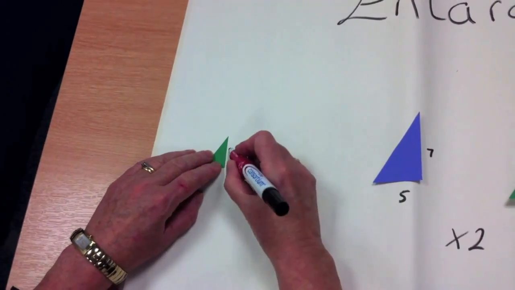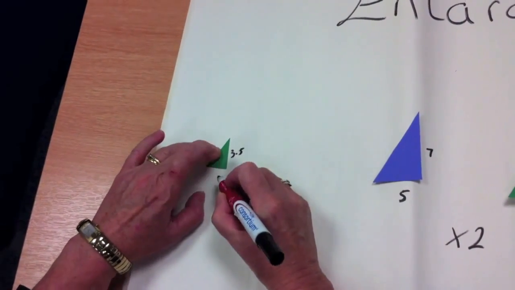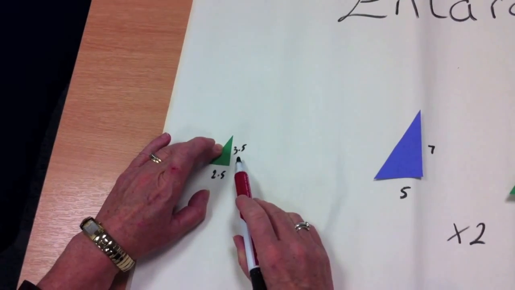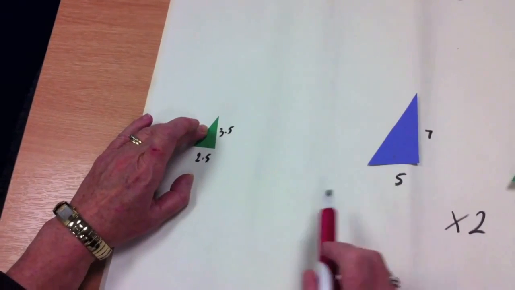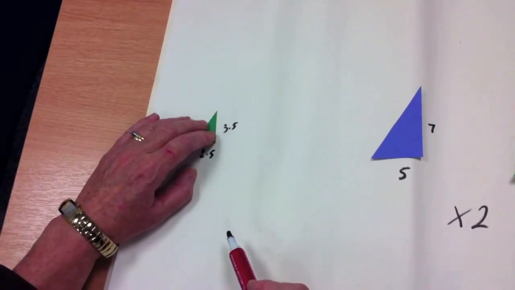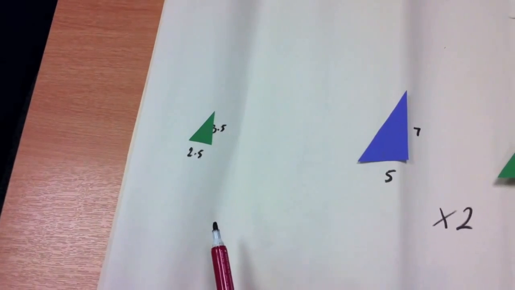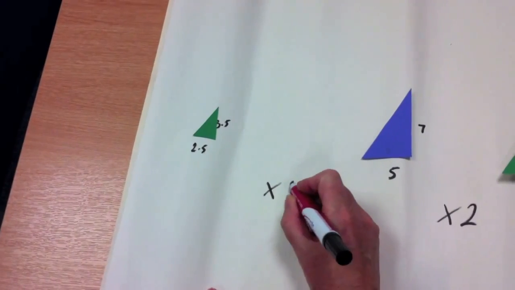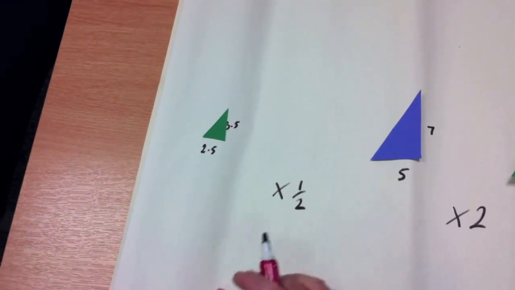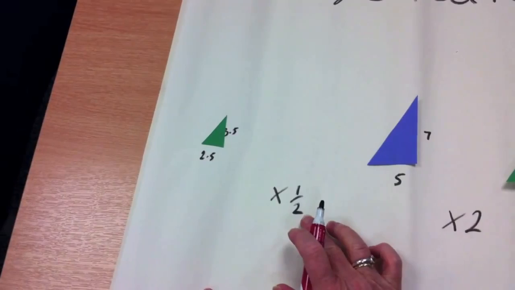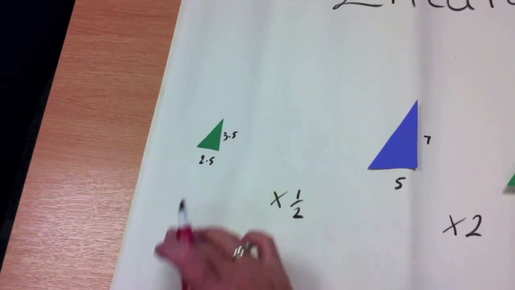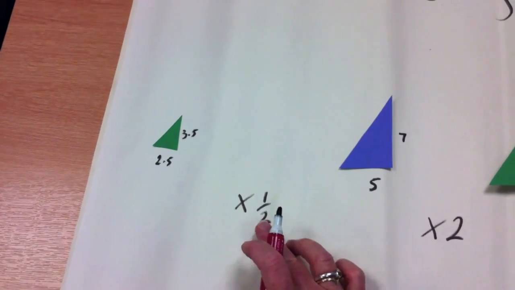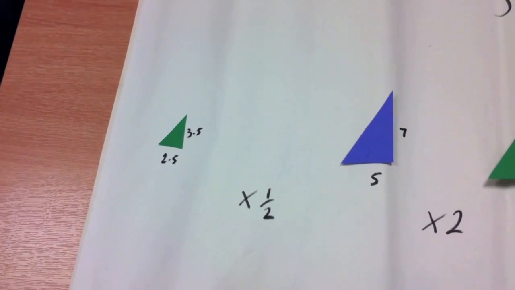And this one measures 3.5 by 2.5. I've gone from 7 to 3.5. I've gone from 5 to 2.5. So can you work out the scale factor there? The scale factor is a half. So if I've multiplied 7 by a half, my measurement is 3.5. If I've multiplied 5 by a half, I'm down to 2.5.